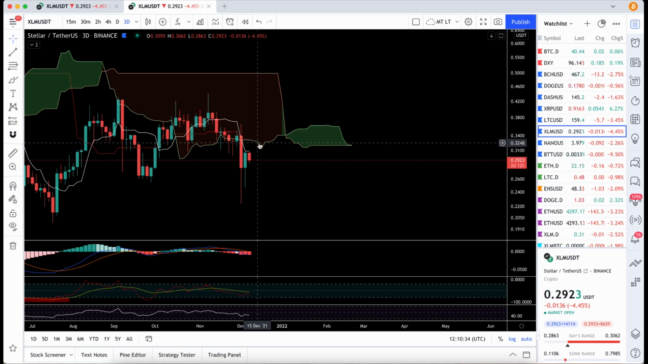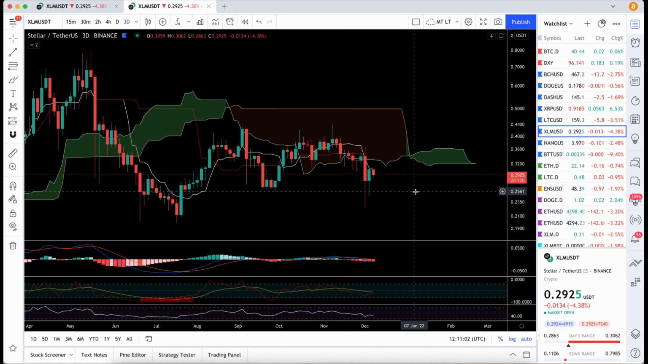This is not good. That said, if somehow we are able to close above 31 cents and 33 cents, the next resistance would be at 50 cents. This is very important to keep in mind. So right now, Stellar Lumens is in the 26 cent to 33 cents area where it is facing a lot of resistance.